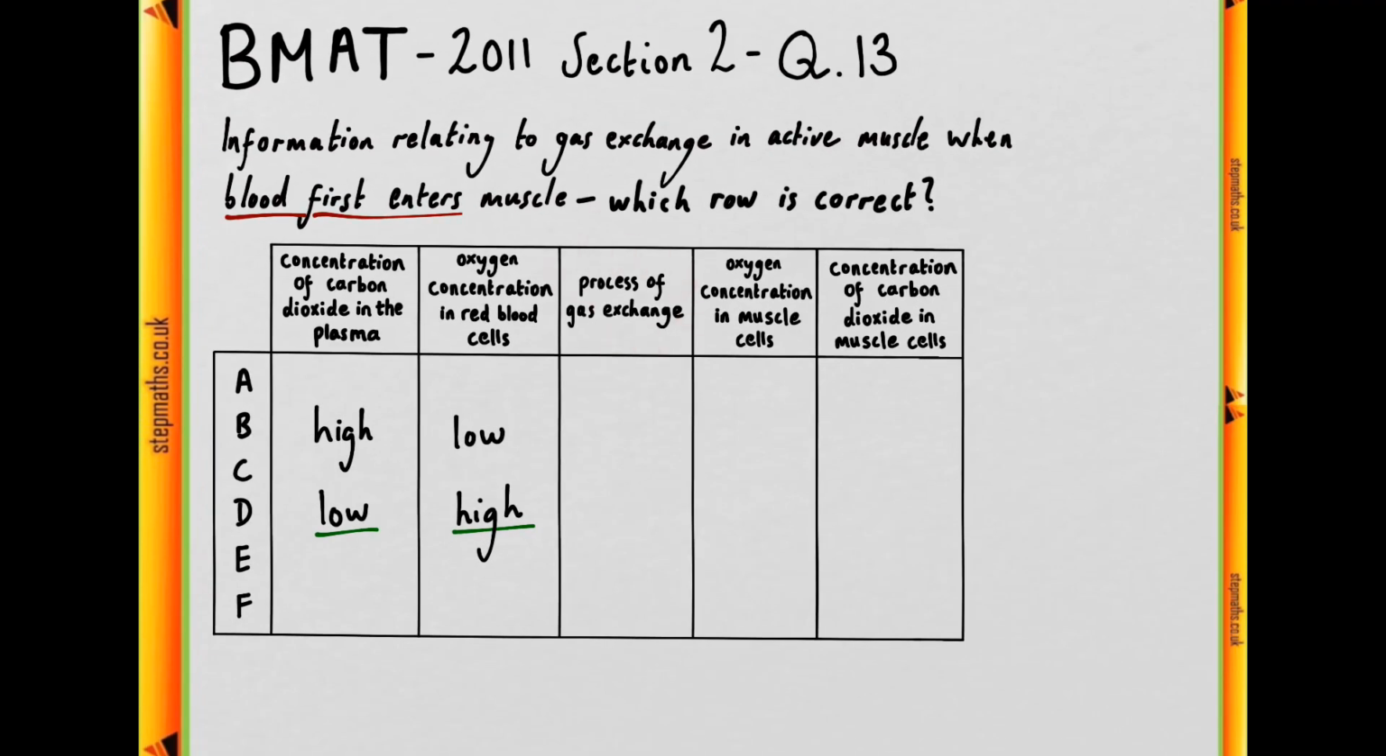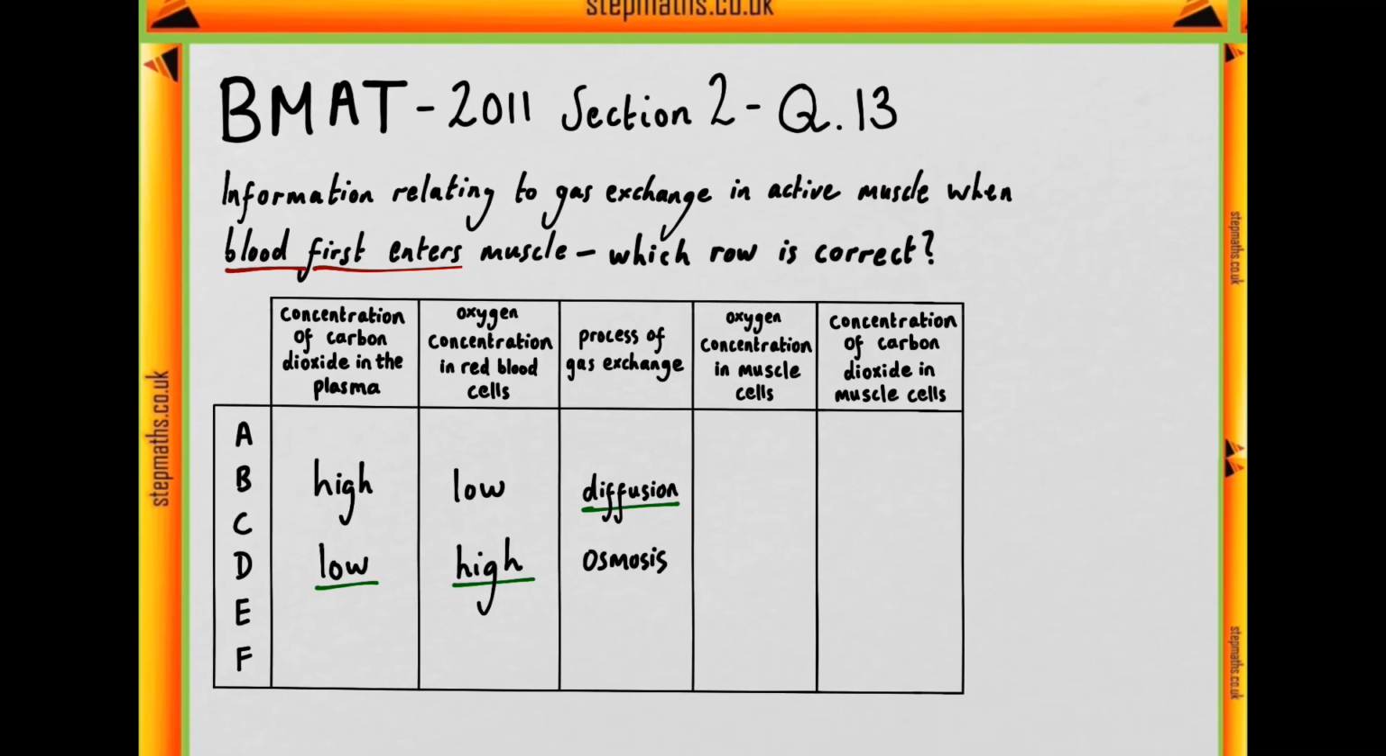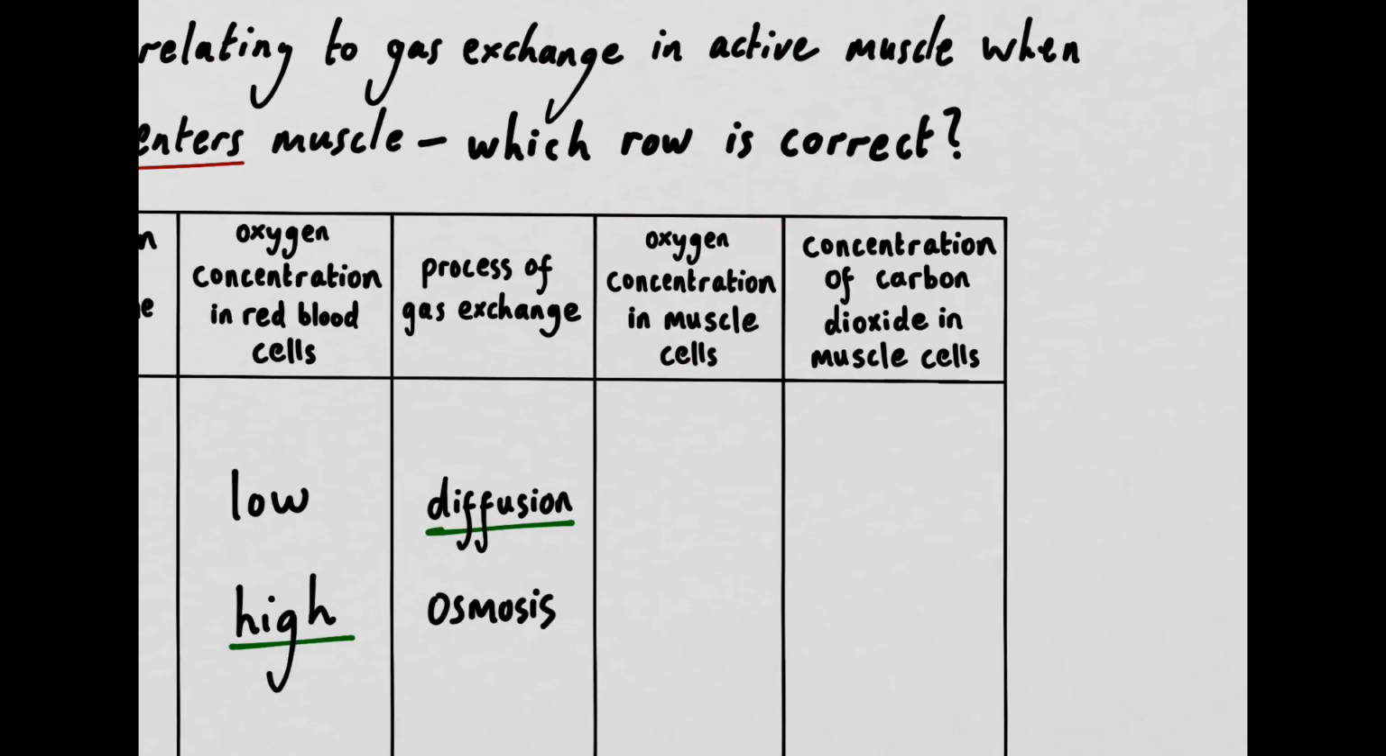The process of gas exchange, is it diffusion or osmosis? Well, osmosis relates to water movement as a result of a differential water potential gradient, whereas diffusion relates to the simple movement of particles, or rather the net movement. So we can say that diffusion is our choice, since we're talking about the exchange of oxygen, glucose and carbon dioxide largely.